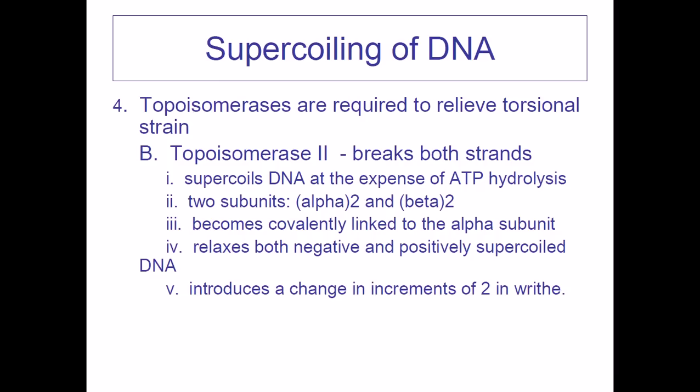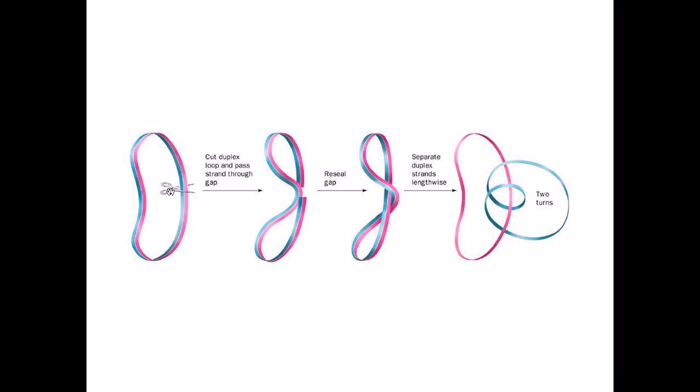Here is another representation of the topoisomerase 2 activity. It cleaves both the strands altogether, passes another strand through it, and seals it. Due to this, they form two different turns. As a result, two turns are separated, and two writhes are added.